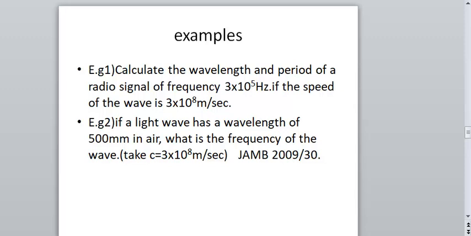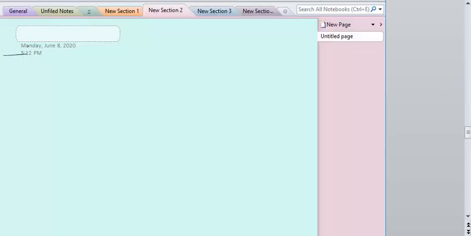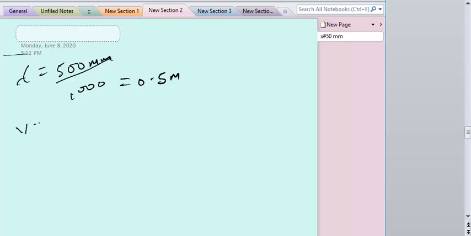So the wavelength and the wave speed, if you look at it there, we have the wavelength. The wavelength is 500 millimeter. If you convert it to meter by multiplying by 10 raised to the power minus 3 or dividing by 1000, we'll be having the wavelength to be 0.5 meter. And we're given the wave speed to be 3 times 10 raised to the power of 8 meter per second.